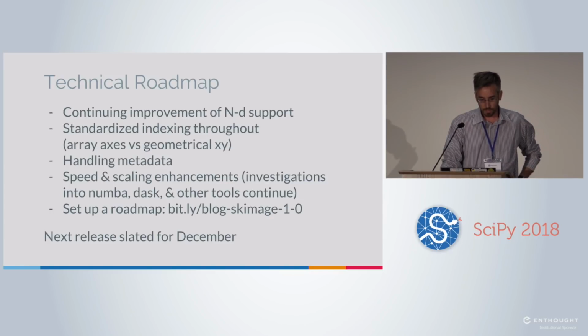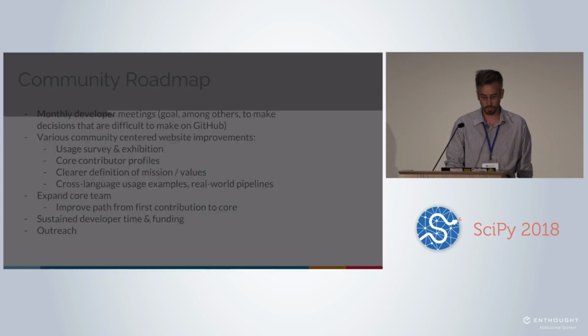So technical roadmap, we're continuing our improvement of n-dimensional support, so no longer just flat images, but also volumes, etc. We're standardizing indexing conventions throughout the library. We're working hard on handling metadata better, improving the scaling and speed. And we're also working on setting up a roadmap with priorities so that we can better engage with the community on how we need to move forward.